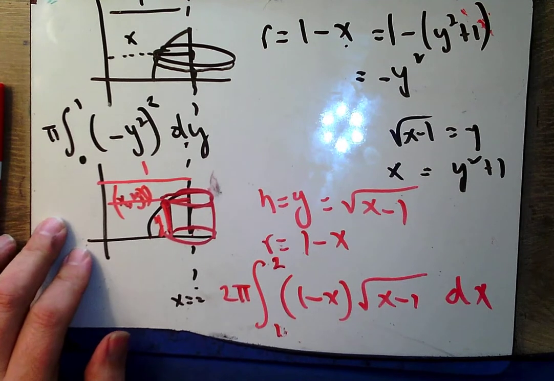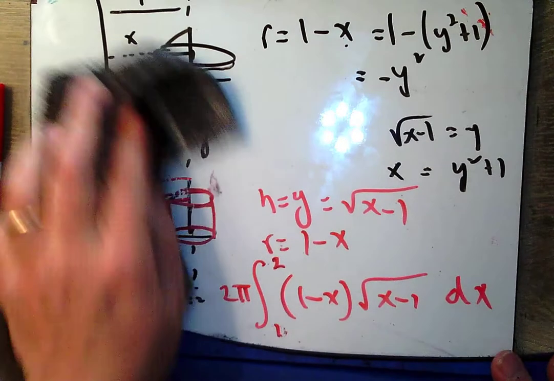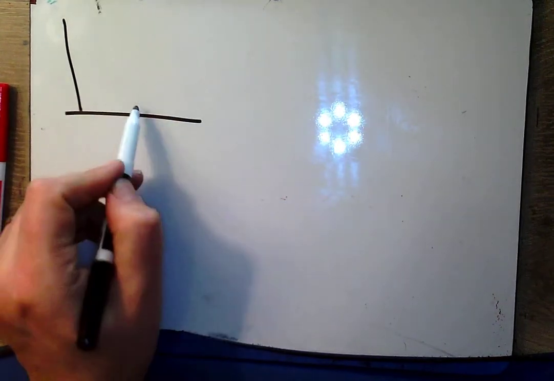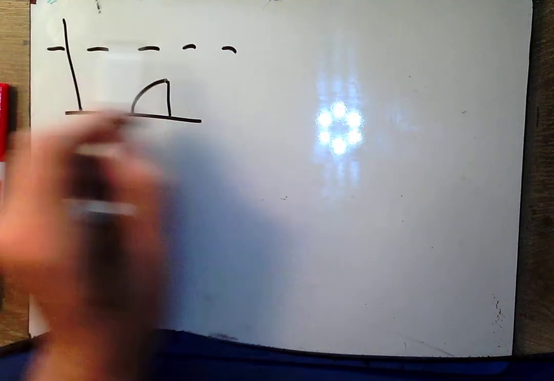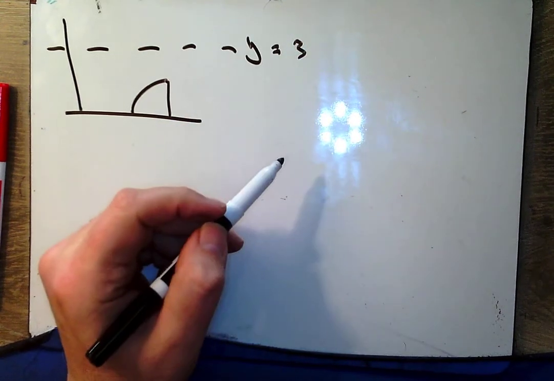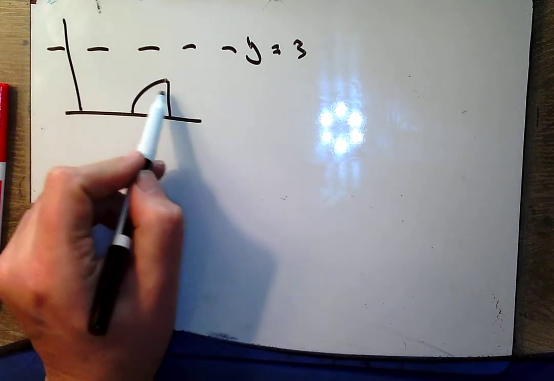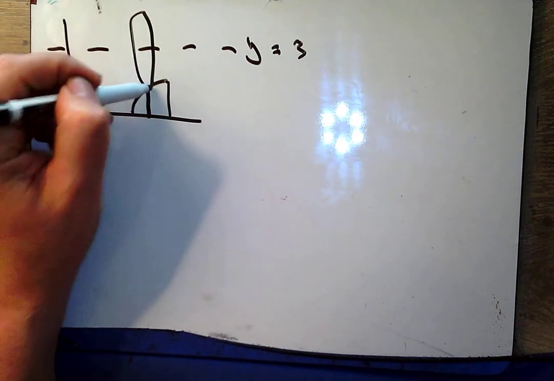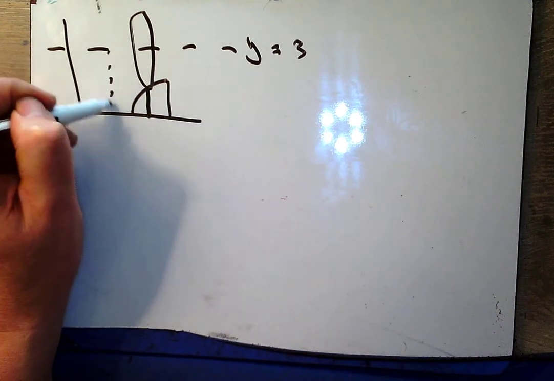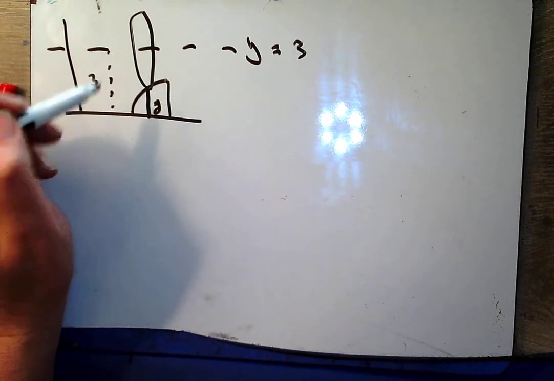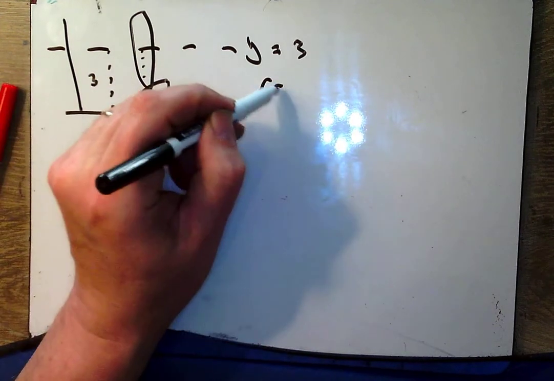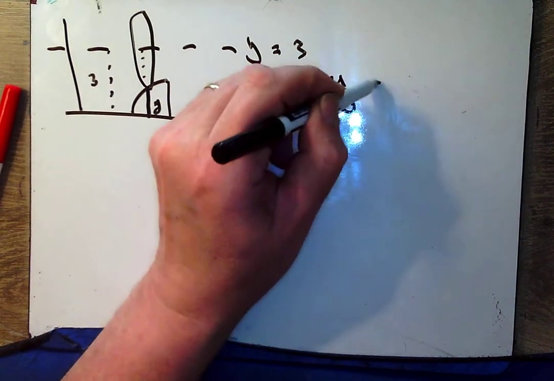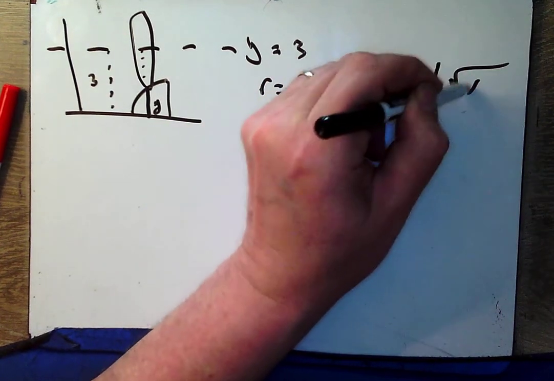That would be my write-up for problem number 3. Problem number 4 has us rotating about y equals 3. Okay, so we've got something like that. And we're asked to do this both as washers and as shells. So with washers, I draw something perpendicular to the axis of rotation. I know that this distance is 3, and that distance is y. So it looks like my little r is going to be 3 minus y, or 3 minus square root of x minus 1.